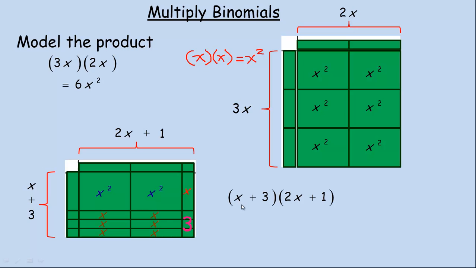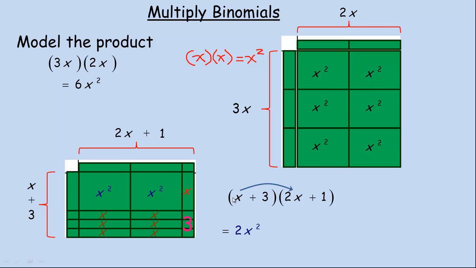Now, what I want to do is draw connections between when we do this algebraically and the physical model over here. If you multiply x by 2x, you get 2x squared. There are 2 of these x squareds here.